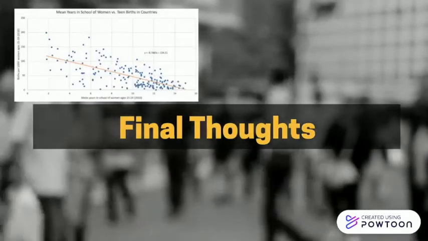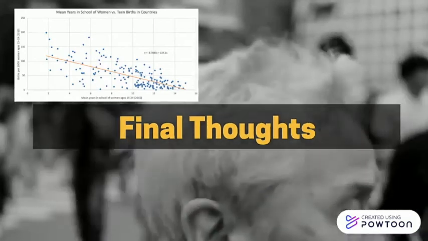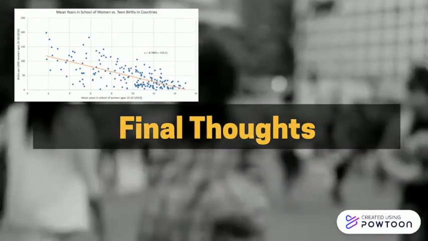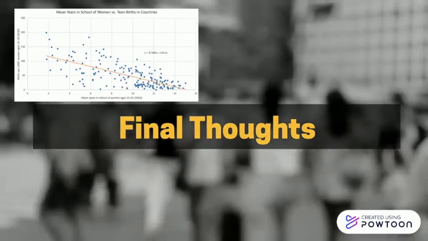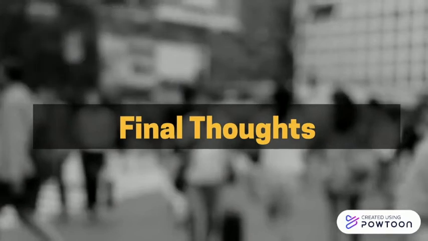Looking back on the data collected, there is a strong negative correlation between mean years of schooling of women ages 15 to 24 and the teen fertility rate. So as countries have higher mean years of education, the teen fertility rate decreases. This confirms our hypothesis where we hypothesized that there would be a negative correlation between the variables.